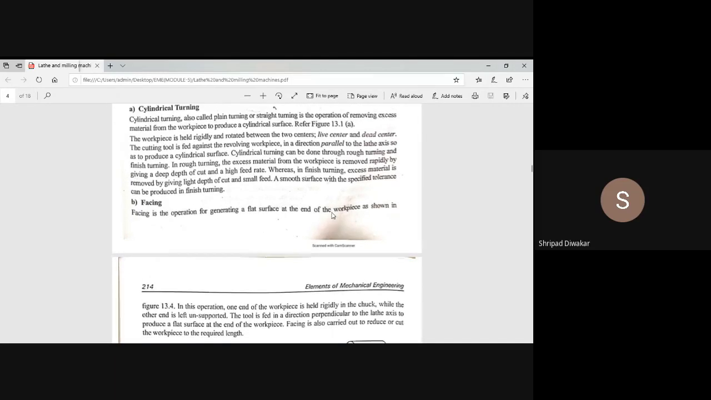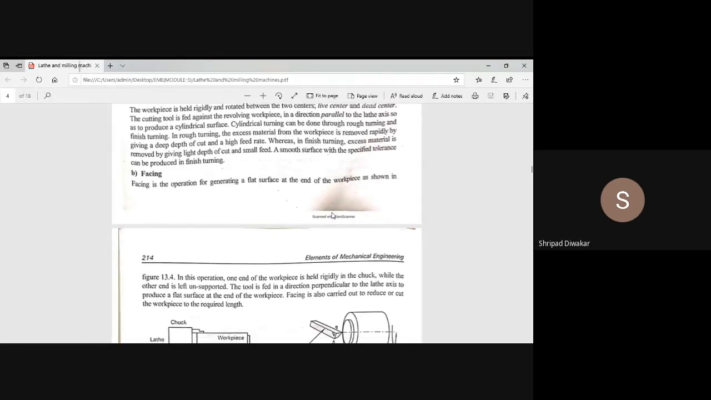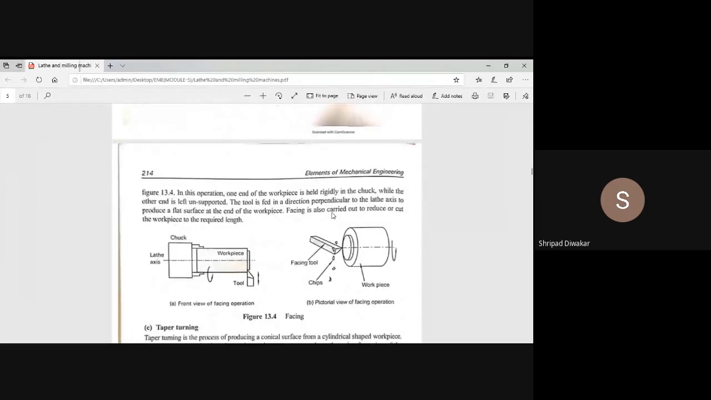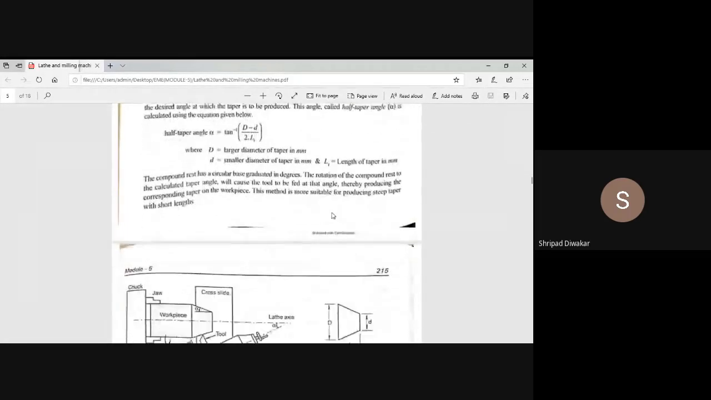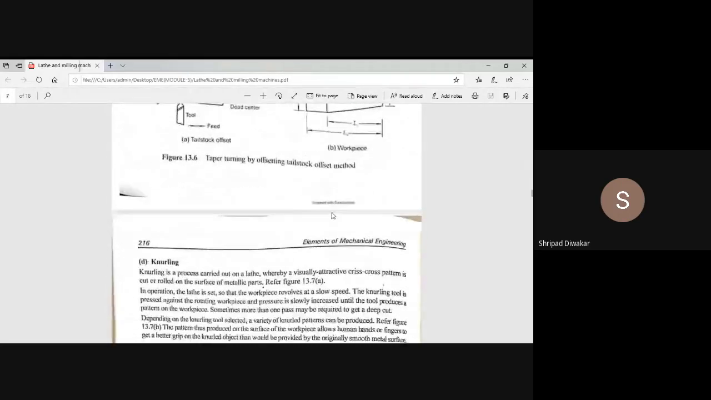And then in case of drilling, the tool is directly fixed in the sleeve of the tailstock, and then however much depth is required, we are going to generate that much depth in the given workpiece. Okay, so these are the operations we can perform in the lathe machine.